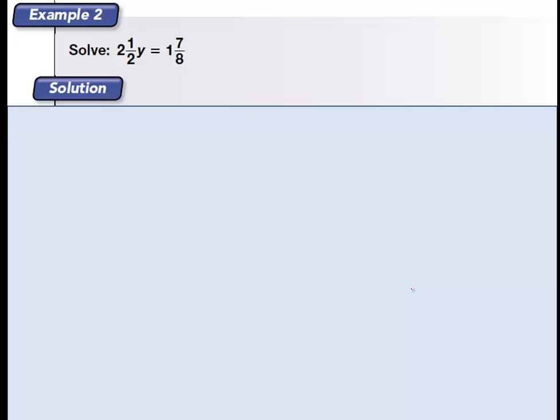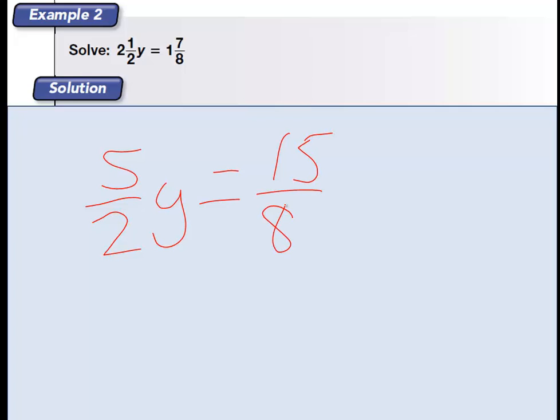Okay, so hopefully you got your answer. First thing you do is convert to improper fractions. So we got 2 times 2 is 4 plus 1 is 5, so I got 5 halves y equals 8 times 1 is 8, plus 7 is 15 over 8. Now I multiply by my reciprocal because I want to get y by itself. So I'm going to multiply this by 2/5. I'm going to multiply this by 2/5.